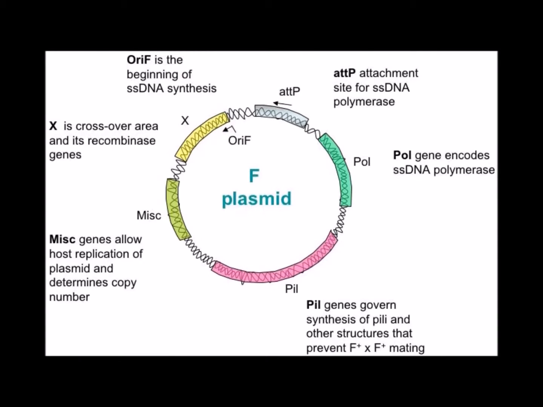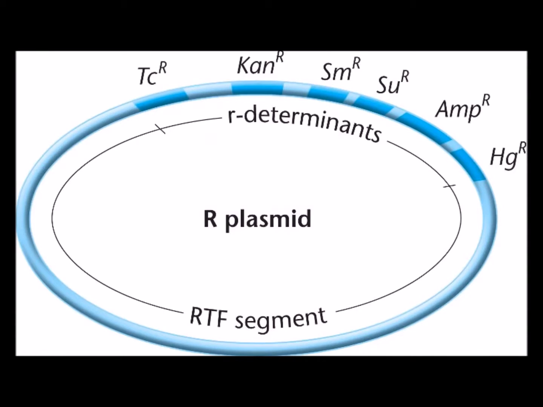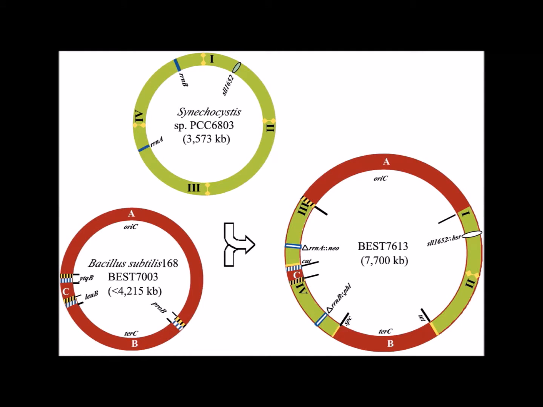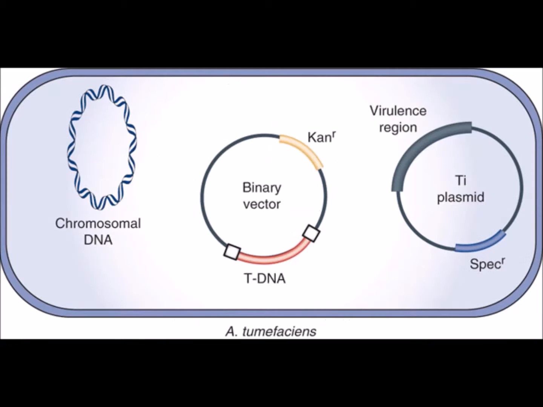Fertility plasmid for conjugation. Resistance plasmid, which contains genes that provide resistance to antibiotics. It also helps bacteria in producing pilus. Col plasmid, which contains genes that code for bacteriocin. Degradative plasmid, which helps the digestion of unusual substances like toluene. Virulence plasmid, which is responsible for the pathogenicity.